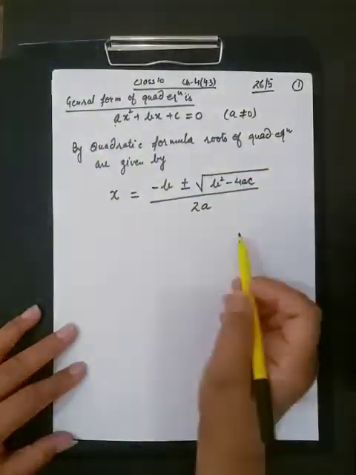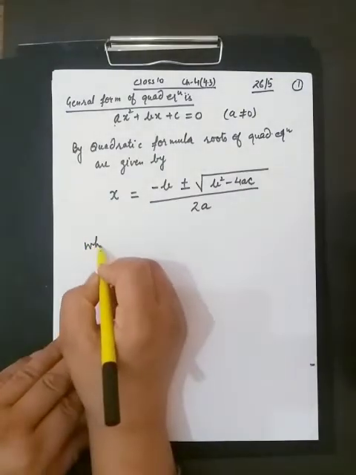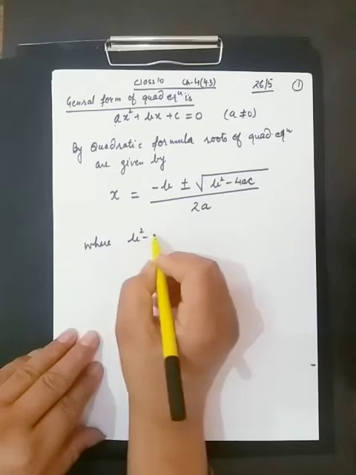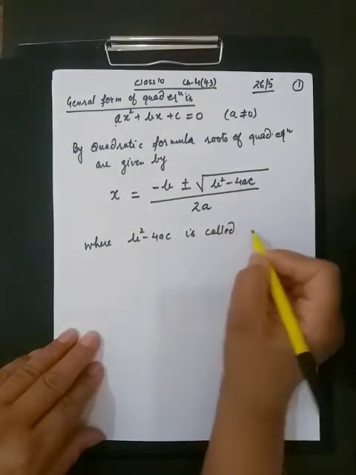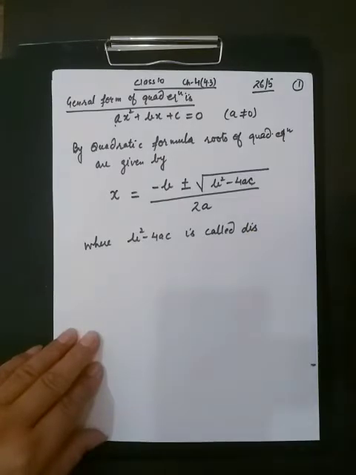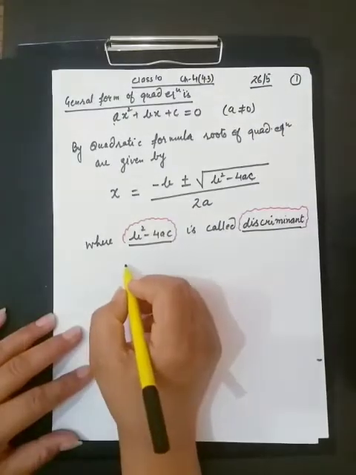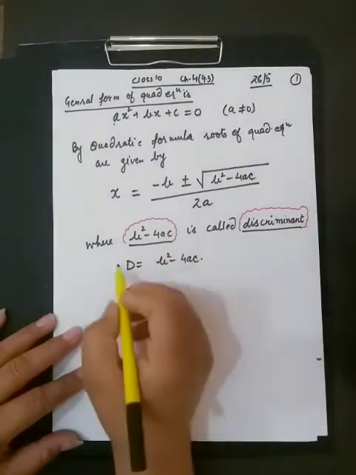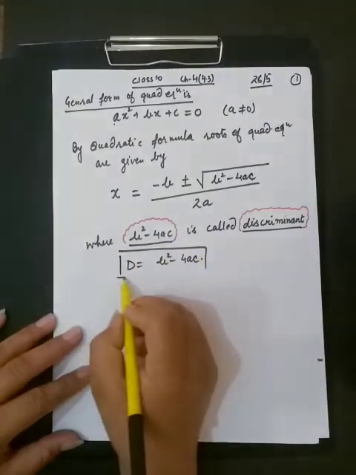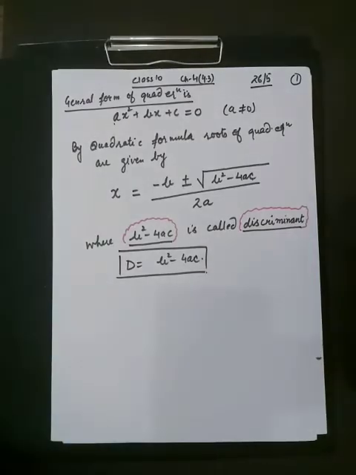So by using this formula we can find the roots of the quadratic equation, where b square minus 4ac is called the discriminant, or we can write it as D is equal to b square minus 4ac. Now let us practice questions by using this formula.